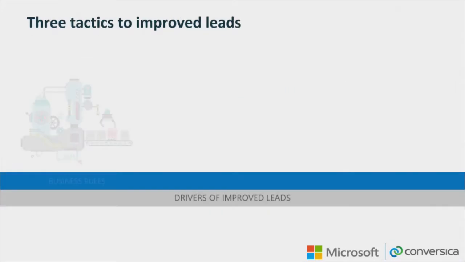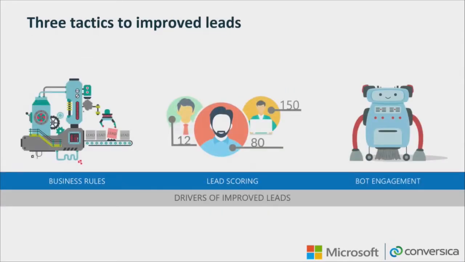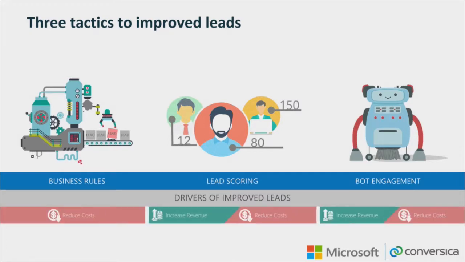And those techniques are three areas. One are business rules, which aren't necessarily AI, but they're business rules that we apply on top of the AI or before the AI. There's lead scoring, where we use machine learning, and then bot engagement. And these three things either reduce costs, so business rules reduce costs because then you don't have to call invalid leads, etc. Lead scoring could increase revenue and decrease costs, and bot engagement can also increase revenue and reduce costs.